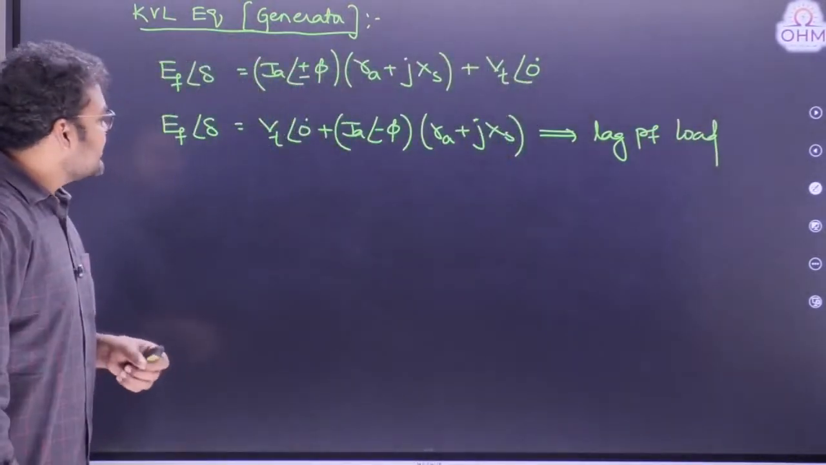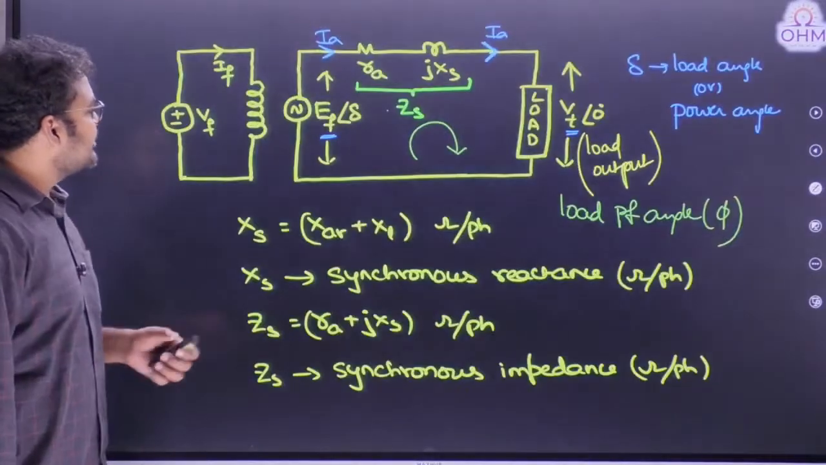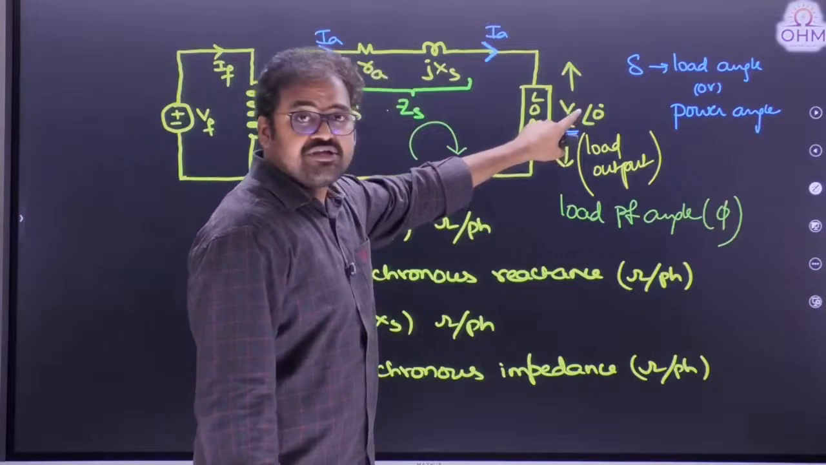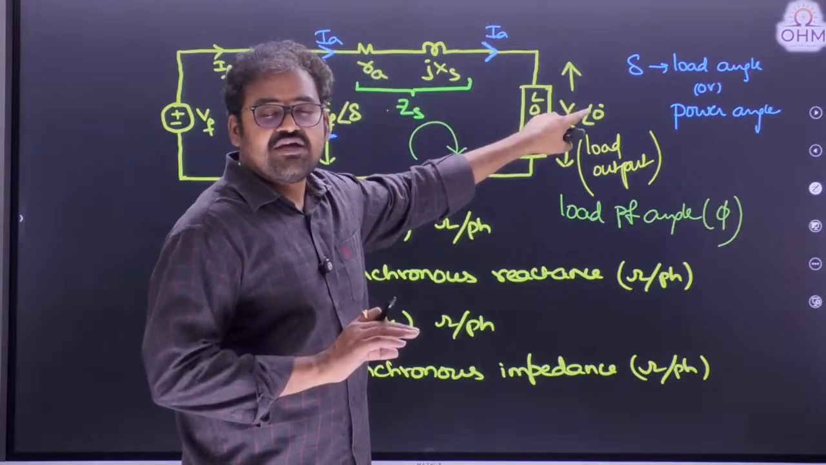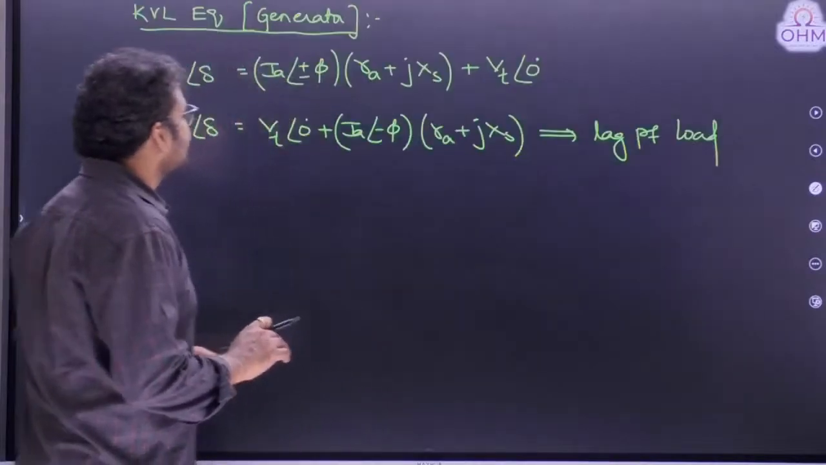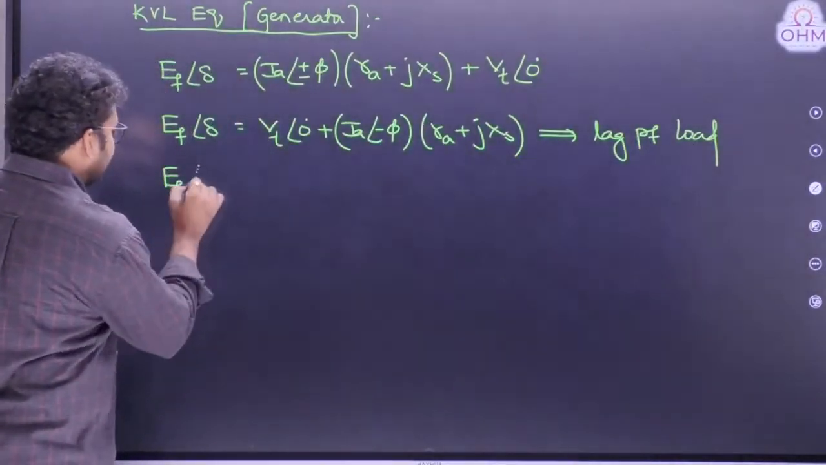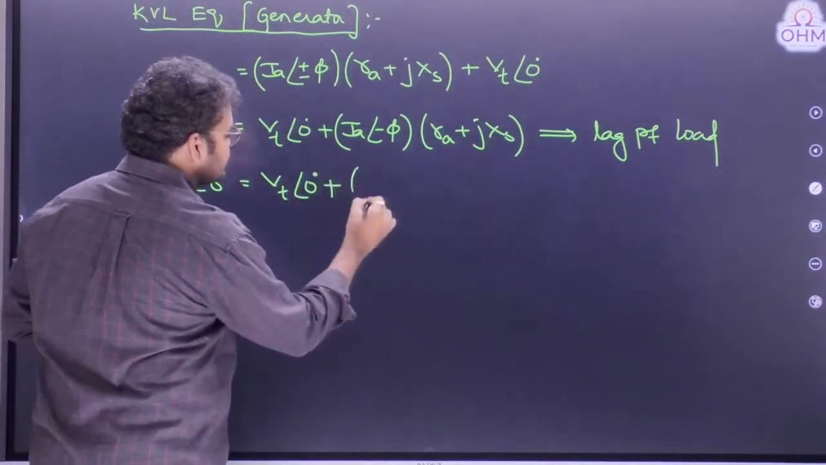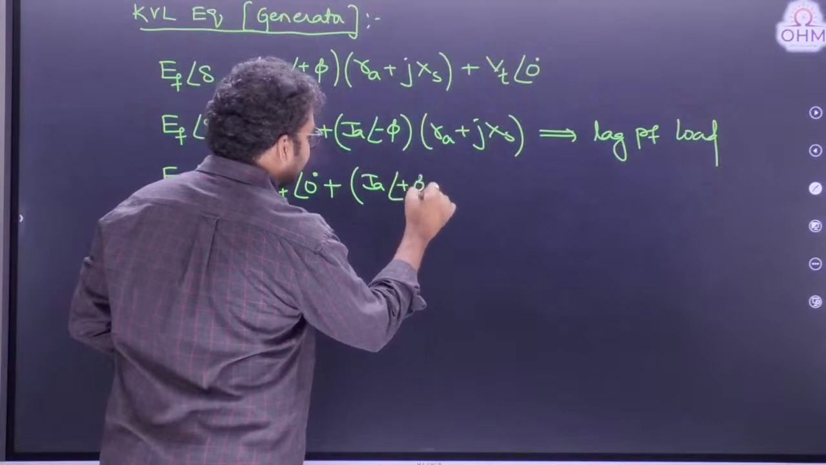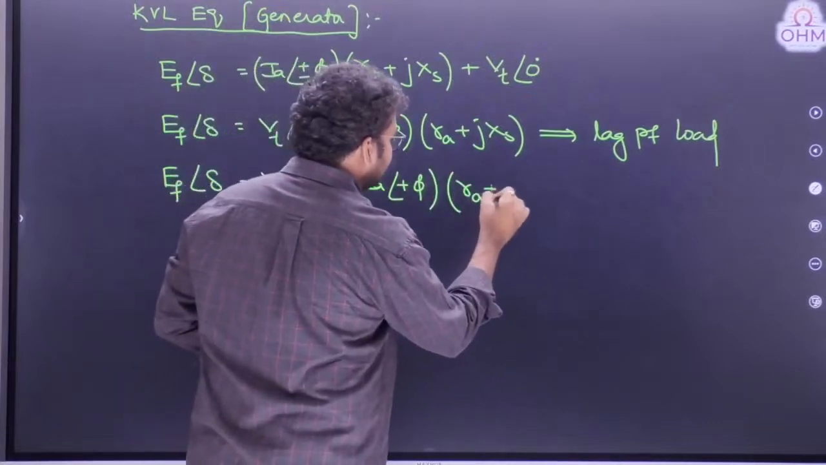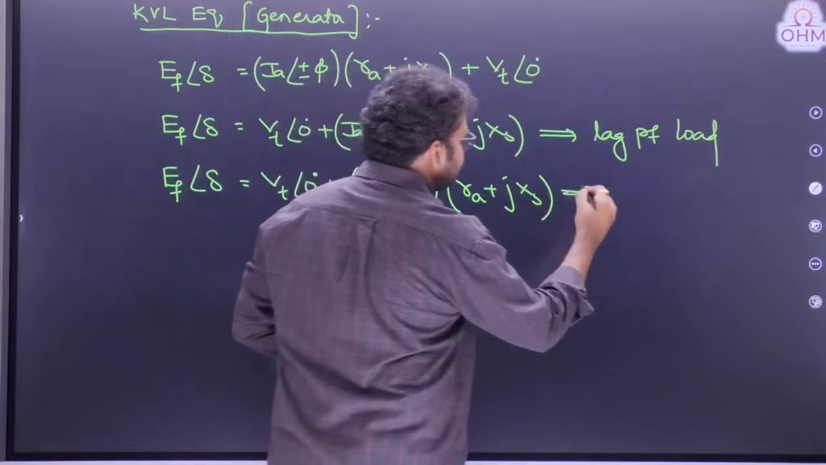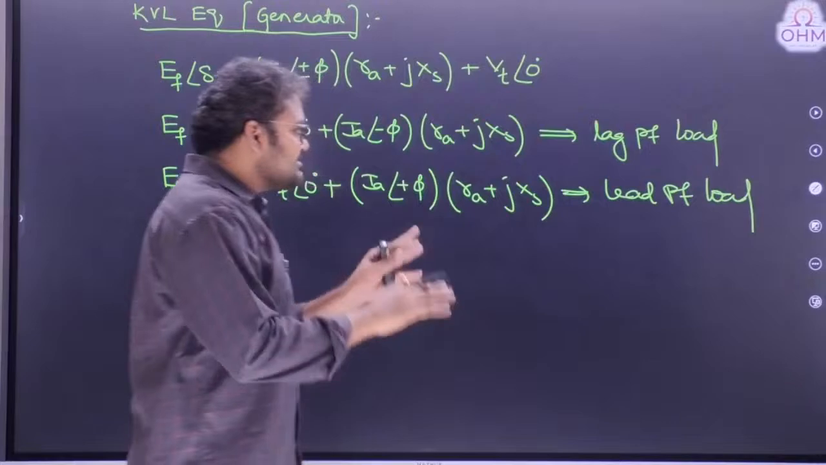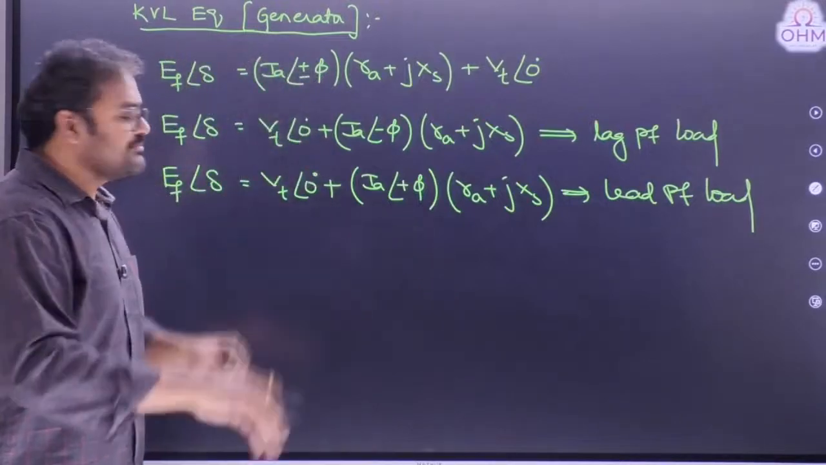What if load is leading power factor type? Suppose if the load is leading power factor type, armature current will lead the terminal voltage by a power factor angle phi, then phi will be a positive angle. So therefore, EF at an angle delta is equal to VT at an angle 0 plus this armature current is at an angle plus phi into RA plus JXS. This is for a leading power factor load. So this is writing the KVL equation directly.